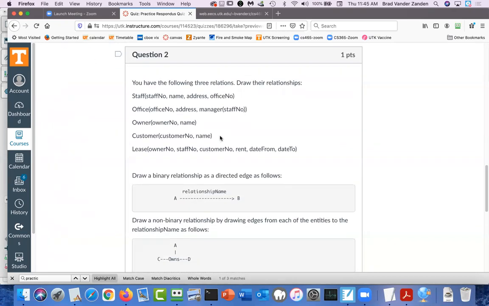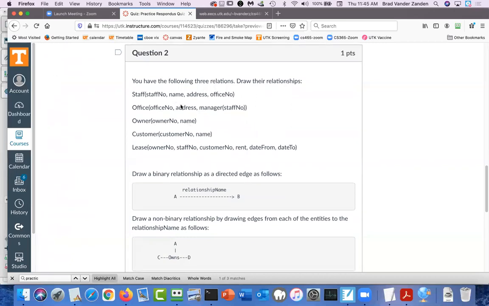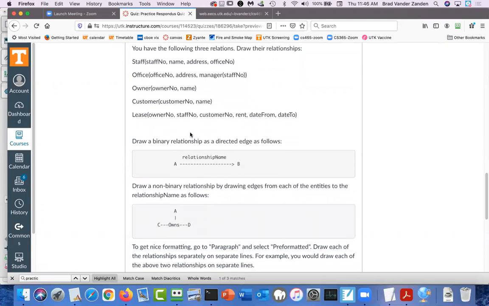And then the second one, same thing. It also gives you a little practice with deriving relationships and drawing them using ASCII art. And again, you can choose to do either ASCII art or draw a diagram, whichever you find to be more convenient.